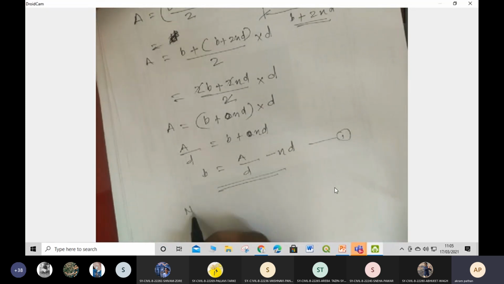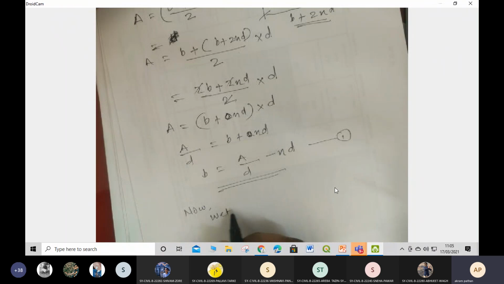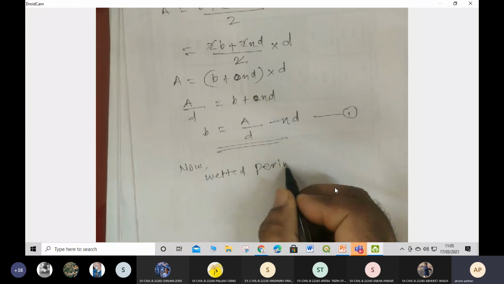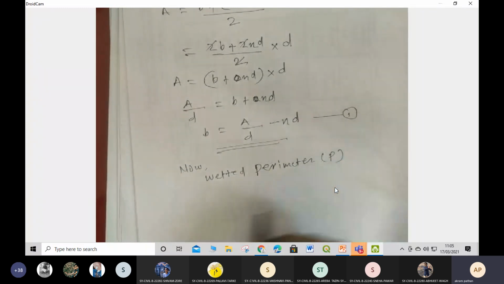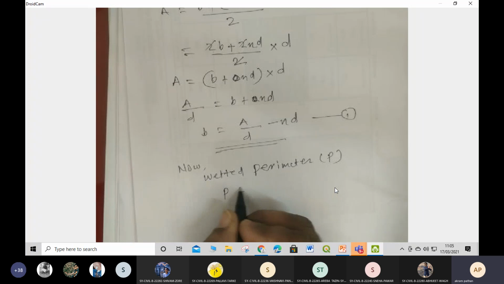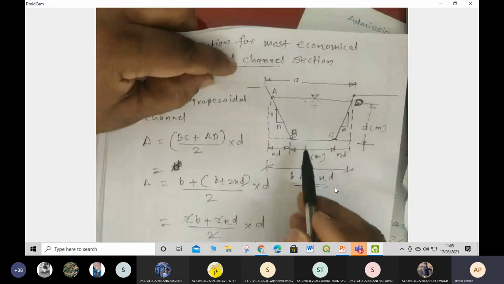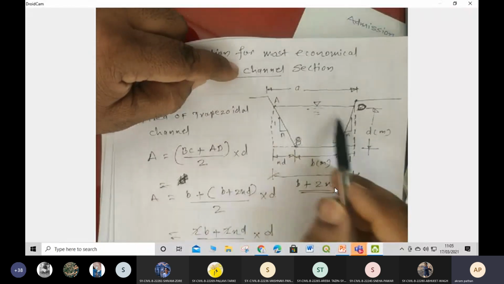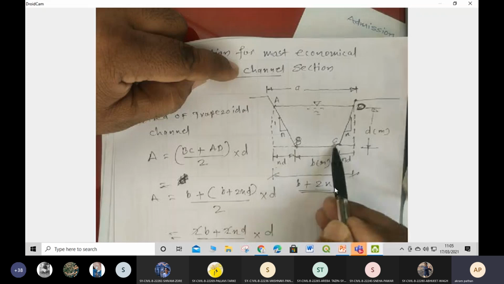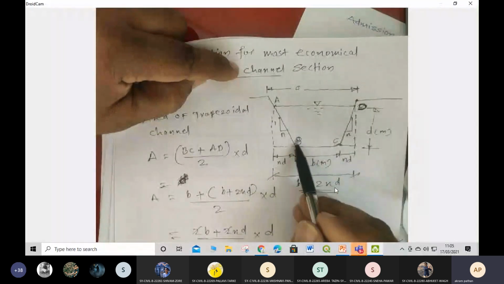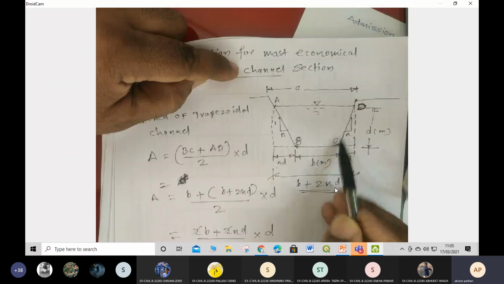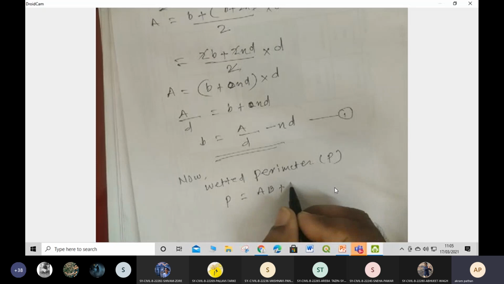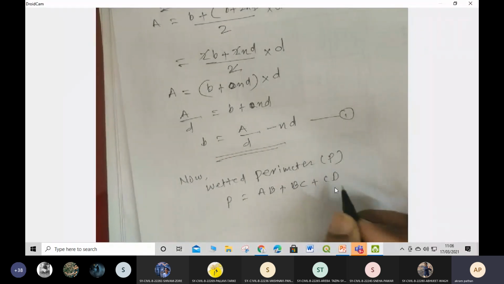Now we have to calculate the wetted perimeter P. So how will you calculate the wetted perimeter in this case? Wetted perimeter means the length in contact with water. So AB plus BC plus CD. Okay, AB plus BC plus CD. So this is the wetted perimeter. So write down AB plus BC plus CD.